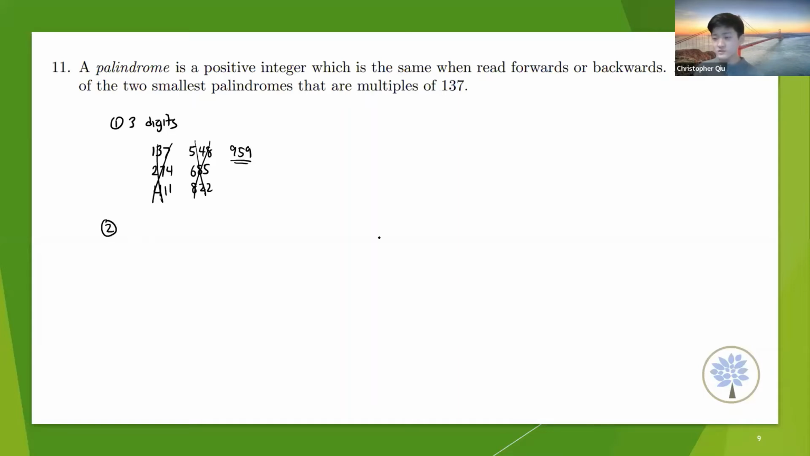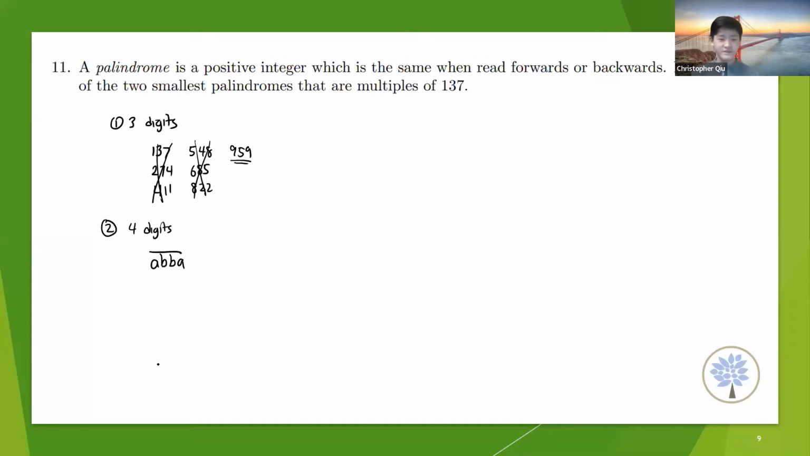To find the second smallest, let's move on to the 4-digit numbers. And now we can no longer just check every possible 4-digit number as we did here, because there are way more 4-digit numbers that are a multiple of 137. And it also wouldn't be very nice to go through all 4-digit palindromes and check if they're a multiple of 137. So let's try to do something different.